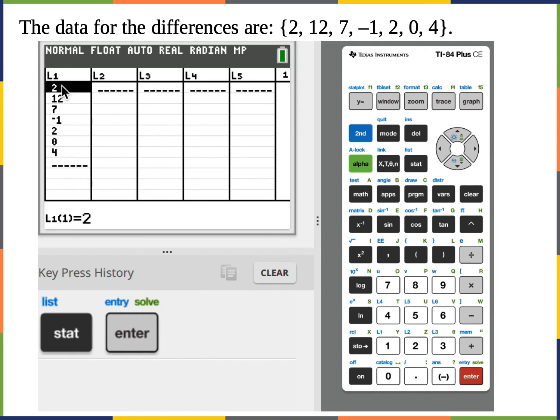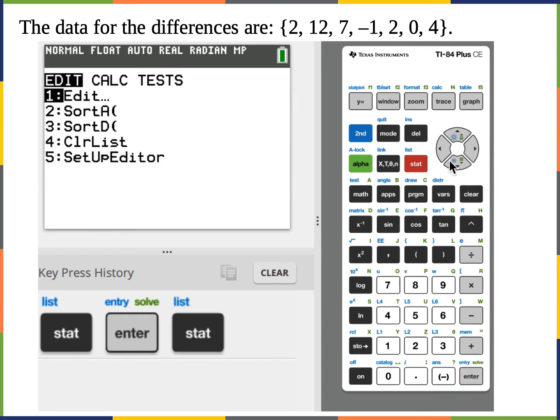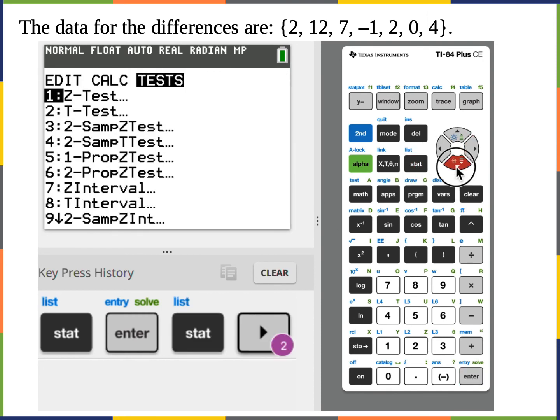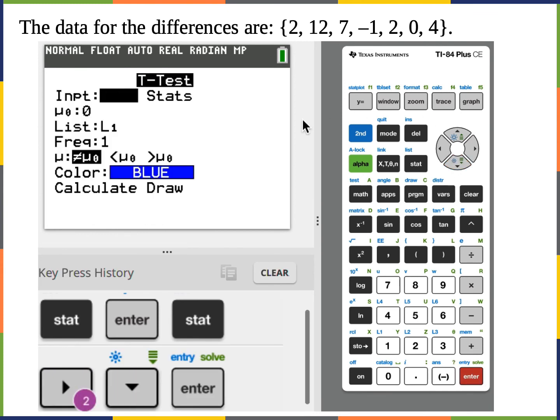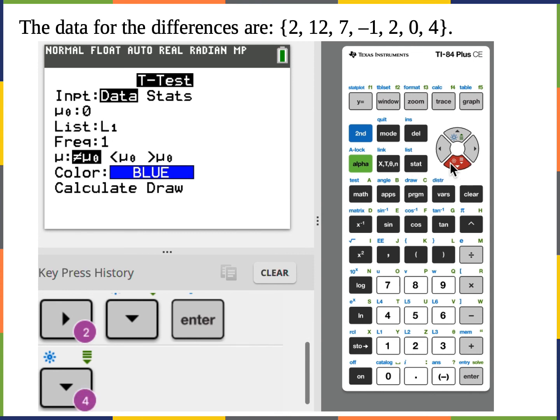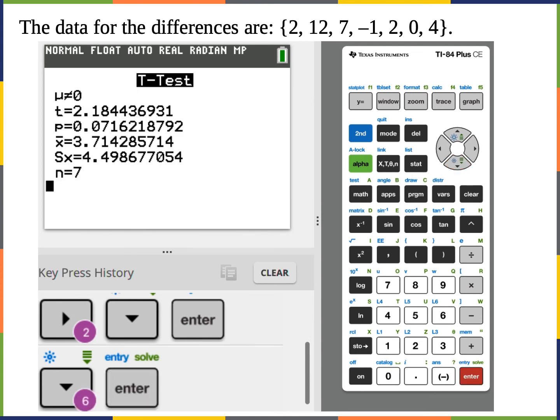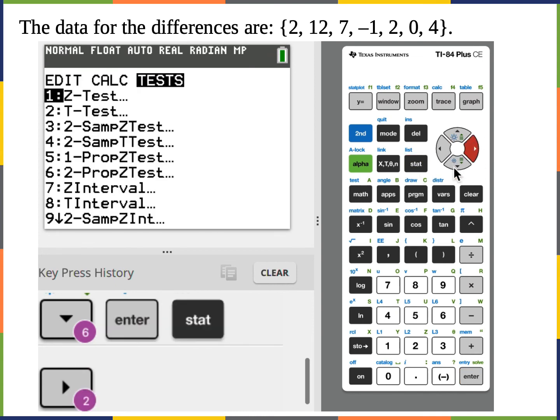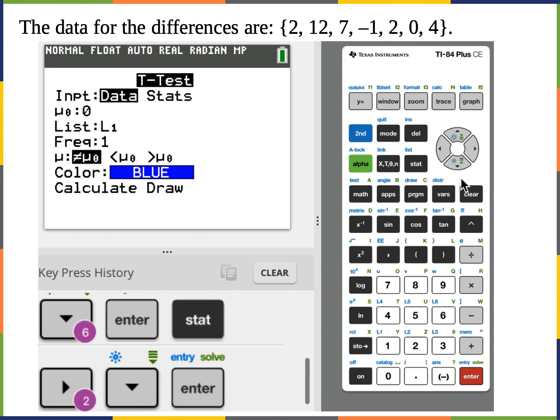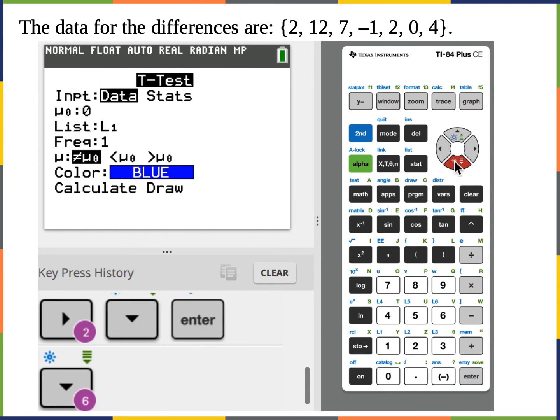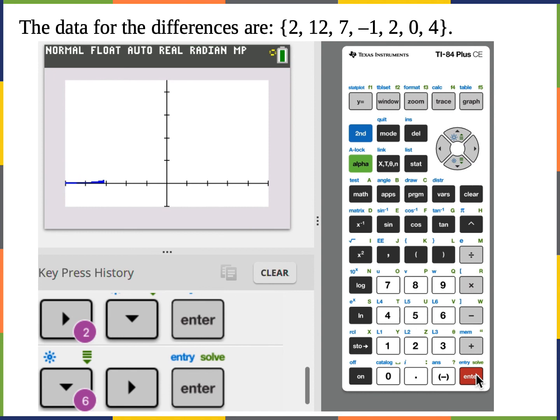So stat, edit, and then we need to replace that with the differences. I think I did that already. Then t-test, data, L1, frequency, and calculate, enter, and there's our score. We have a p-value of 0.0716, and x-bar and s. If we wanted to do the graph, we can do the graph also. Same thing, go down to draw, hit enter, and there it is.